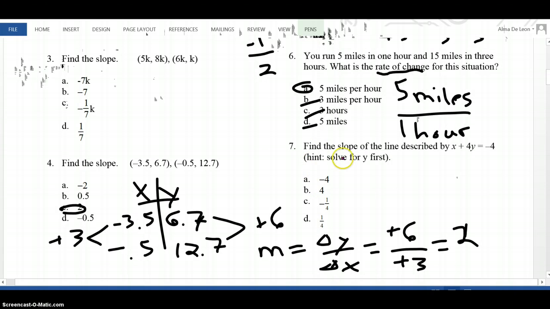Number 7, I'm going to do problem number 7 in part 2 of test 1 slope.